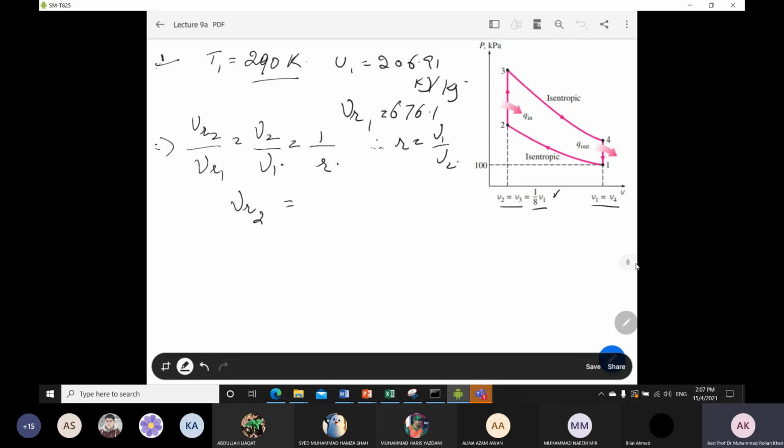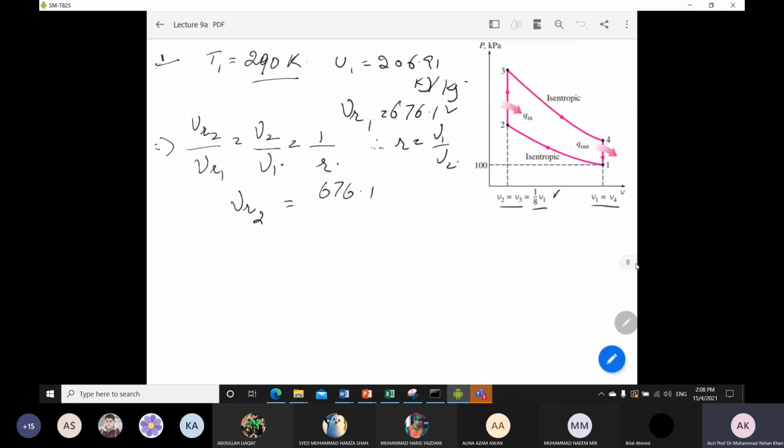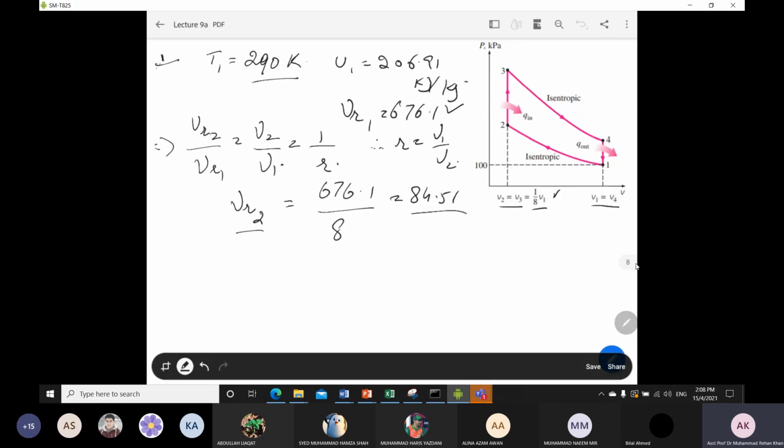We use this relative specific volume at 2 in order to find the internal energy at point number 2, because we have to find the internal energy at all the points so that we get the values of Q in and Q out, and from those we find the thermal efficiency as well. So relative specific volume at 2 becomes 676.1, the VR1, over the compression ratio r given in your question, and that would be 84.5. So this is your value for relative specific volume at 2.